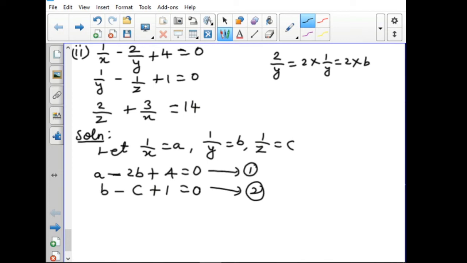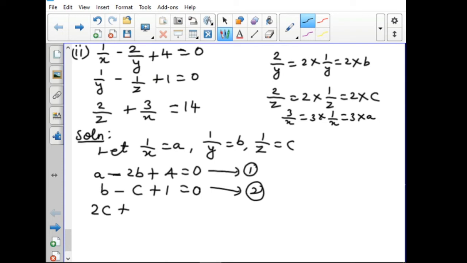Next, the third one, what is given? 2 by z. How do we write 2 by z? 2 into 1 by z. So 2 into 1 by z is c, so 2 into c is 2c. We write here 2c. 3 by x means 3 into 1 by x. So 3 into a, that is 3a, plus 3a equal to 14. That is equation number 3.